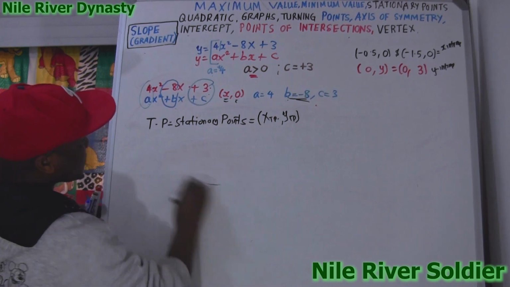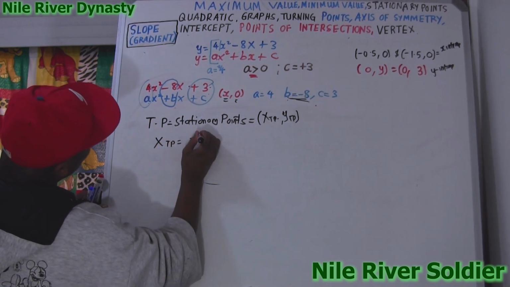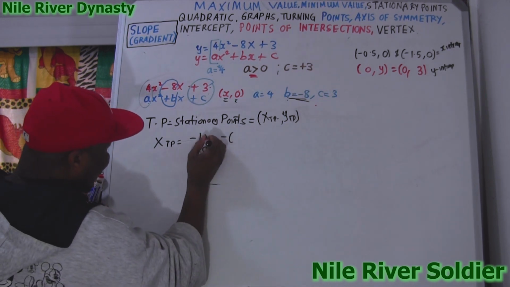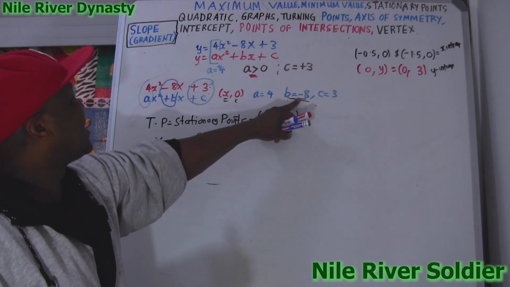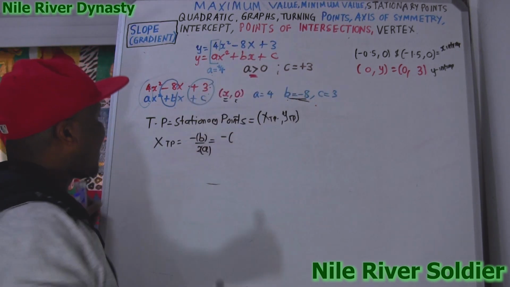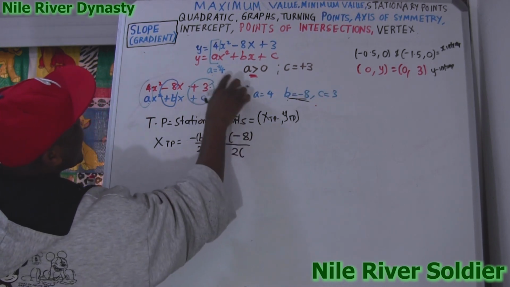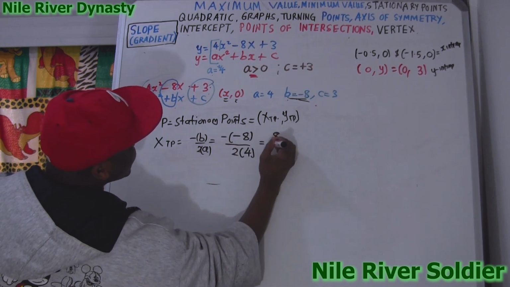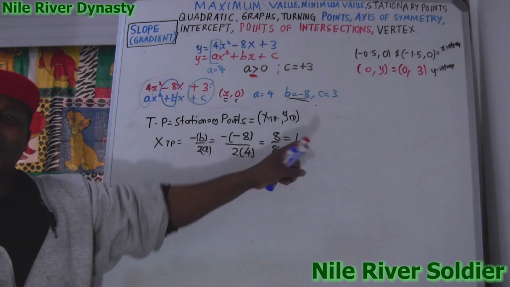So x at turning point, x at tp, equals negative b over 2a, equals negative, make sure you put your bracket, b. What is b? b equals negative 8. We know how to get them. Negative 8 over 2 times a. What is my a? a equals 4. So this is going to give us negative, positive 8 over 8, equals 1. So our x at turning point equals 1.